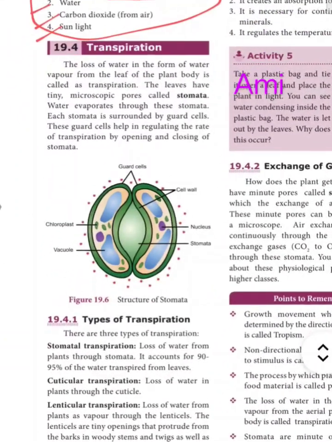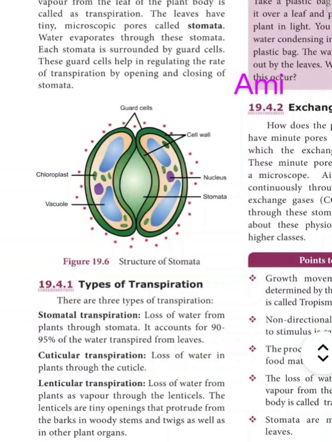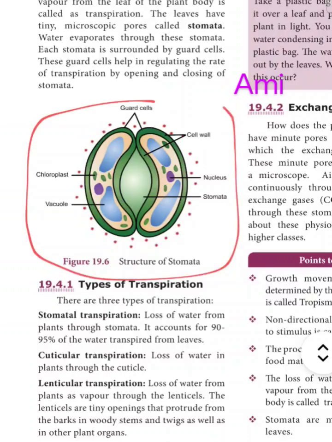The next process which we are going to observe in plants is transpiration, that is the loss of water in the form of water vapor from the leaves. Here is the structure of the stomata, which is present on the surface of the leaf. It is protected by guard cells. Two bean-shaped guard cells form a gap between them. That gap is actually the stomata.